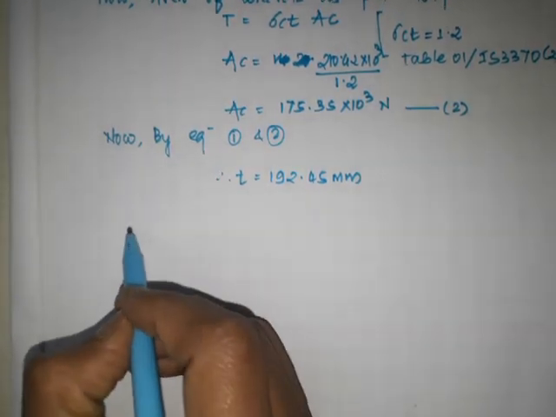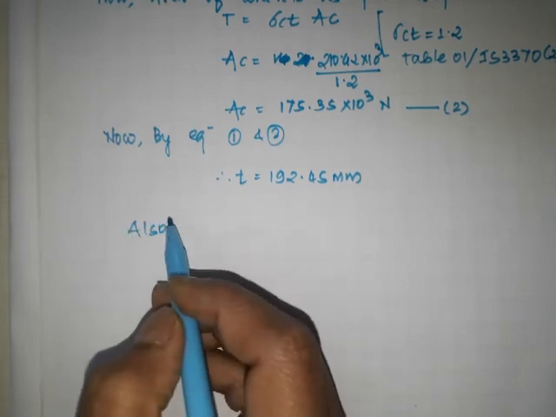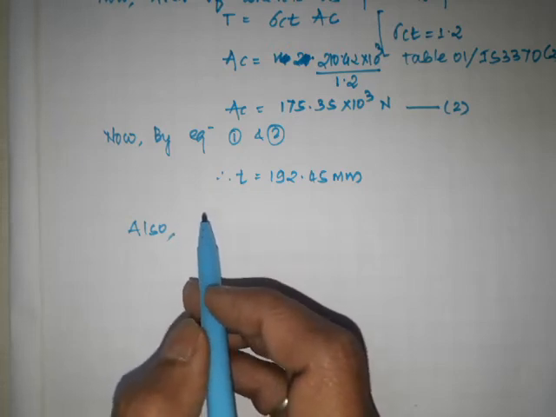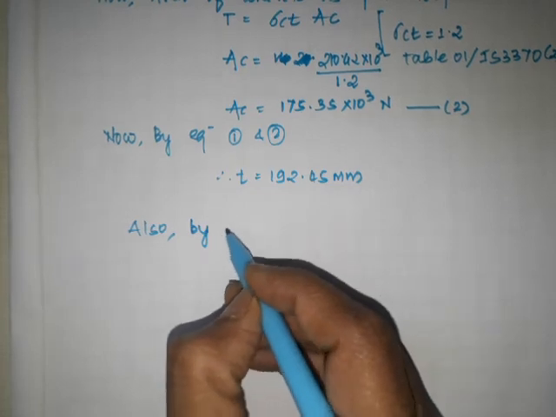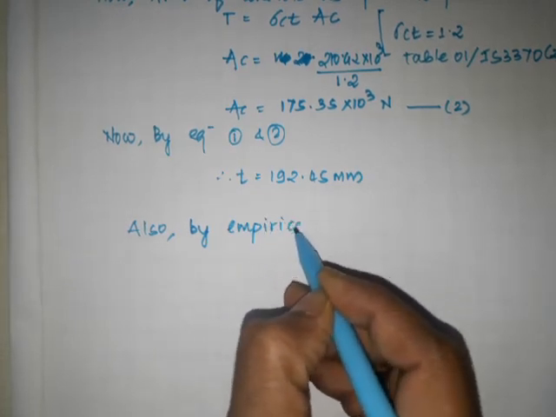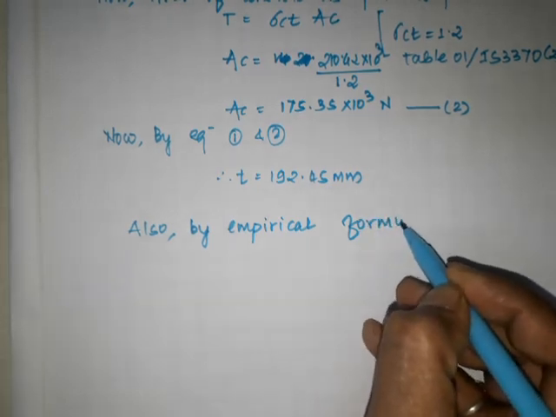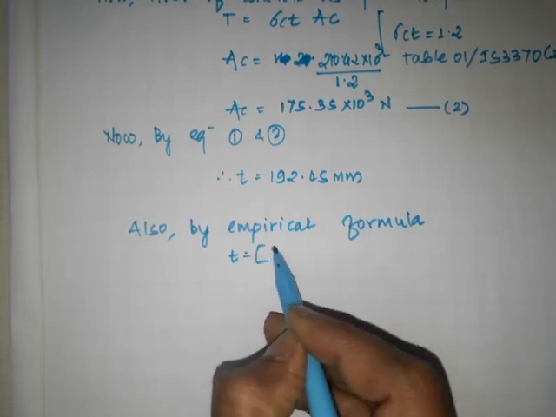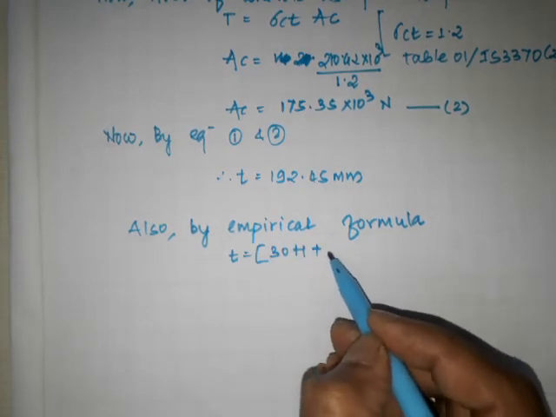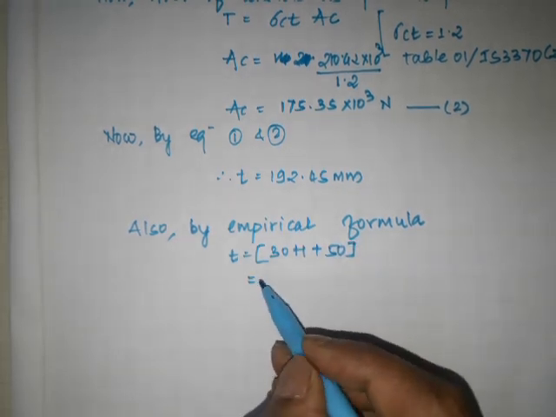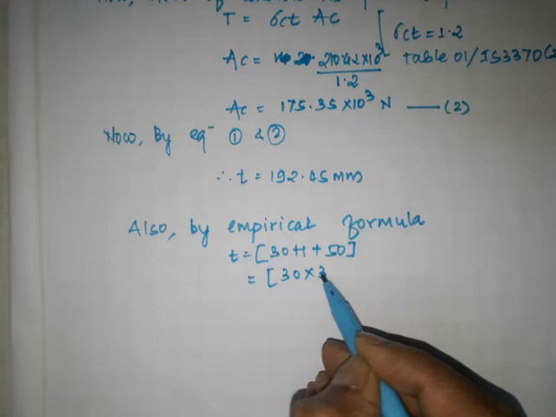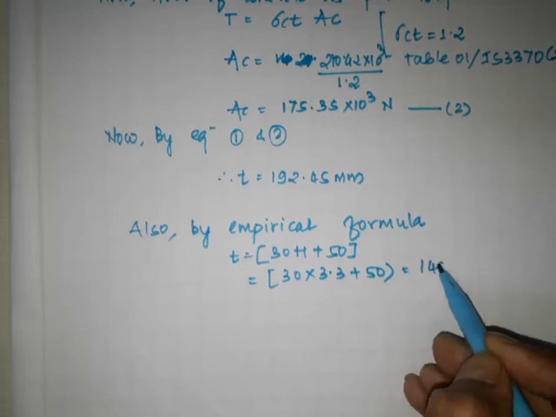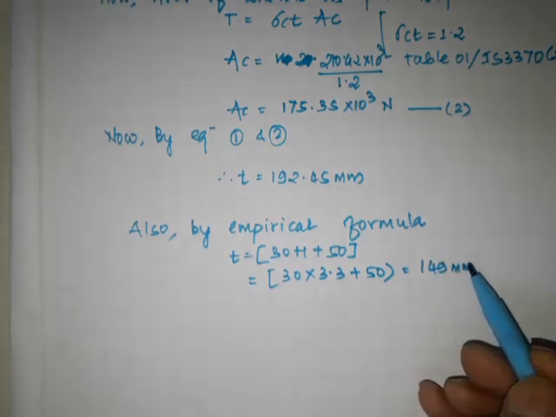Now next, you also have to check for another thickness by the empirical formula. T will be equal to 30 times H plus 50. So it is 30 times H, which is 3.3, plus 50. So we get this equal to 149 mm. Okay, 149 mm.